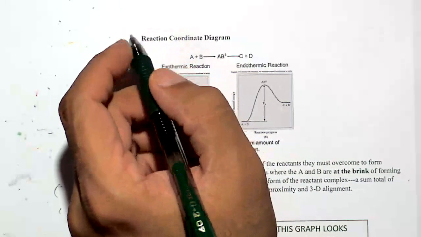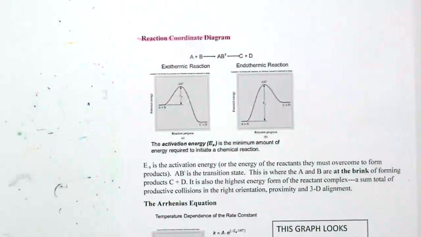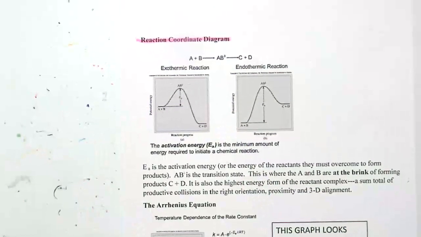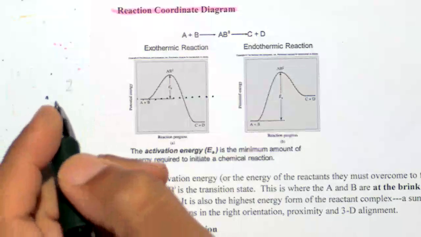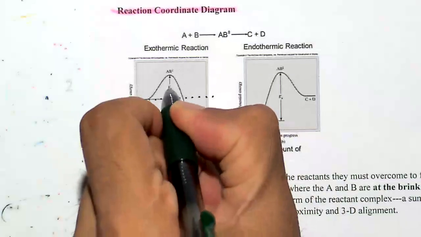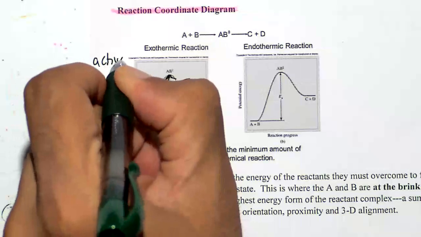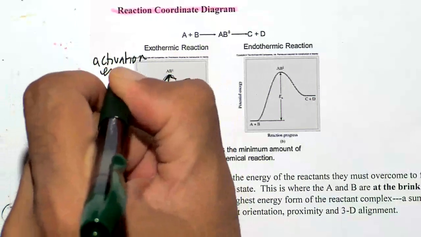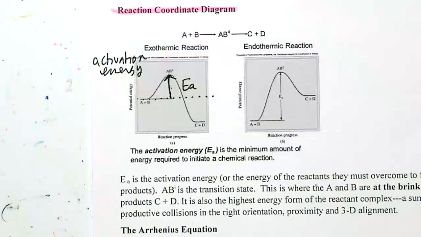So this is a reaction coordinate diagram. Here are our reactants, A plus B. This top hump is the activation energy, EA. It's the energy that the reactants must gain to get to the right orientation and the right velocity so that they can collide properly. We want the right collisions.